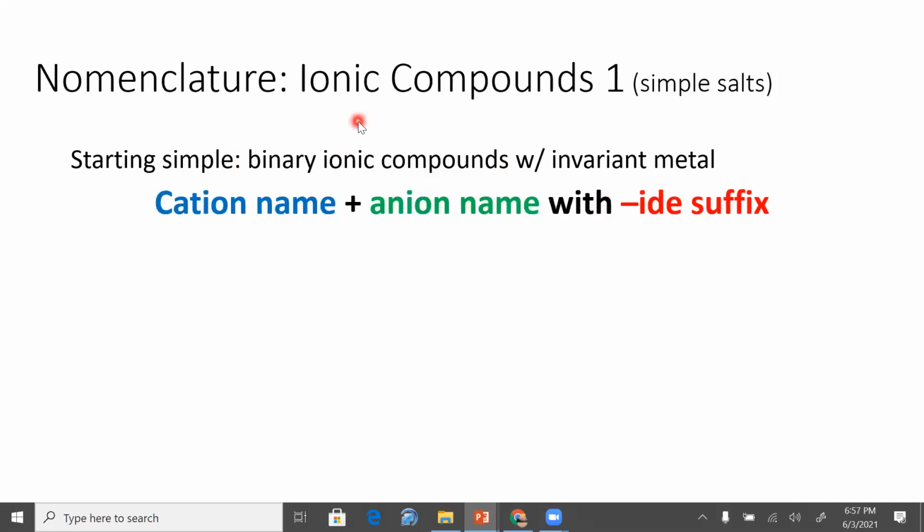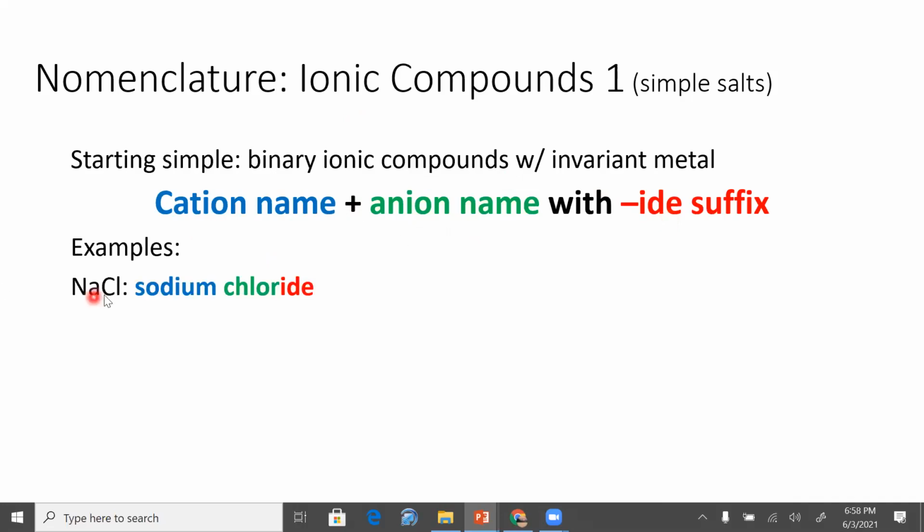When we go to name these types of compounds, they're going to have a first name and a last name, kind of like you do. The first name that's given is the name of the cation. Remember, the cation is the positive ion. Cats have paws. Cations are positive. So this is the positive ion, and then the name of the negative ion. But for the negative ion, the ending will be IDE as its suffix. So let's look at some examples.